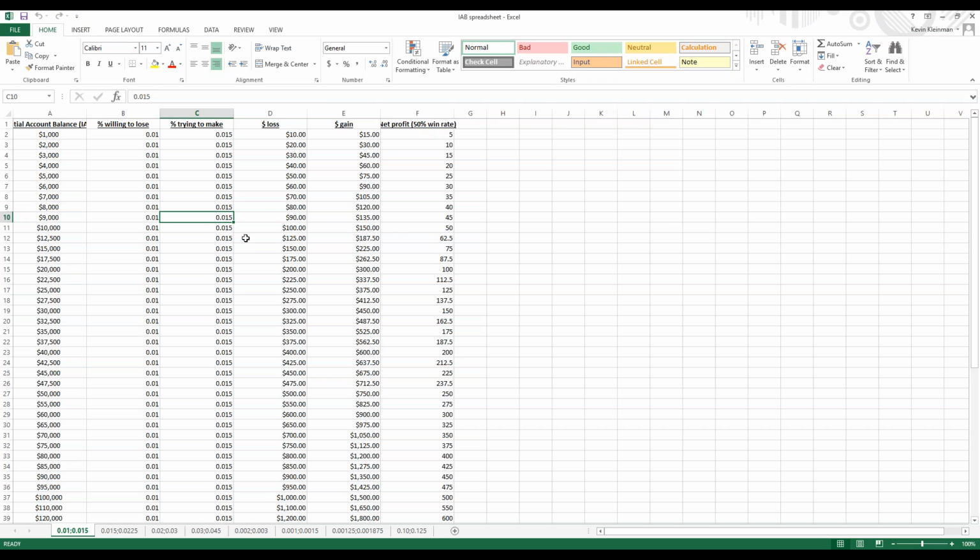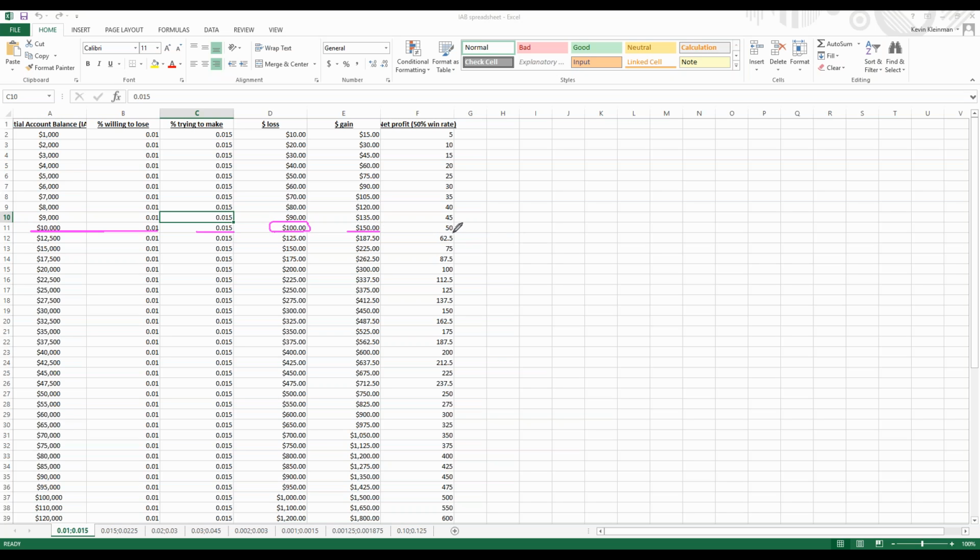What it does is it takes your initial account balance and asks you how much of your account balance you're willing to risk and how much you're trying to make for your return. So for example, if you've got a $10,000 account balance and you're willing to risk 1%, that means you're willing to lose $100 on a trade. And if you want to try and make 1.5% on that account balance, then you're going to try and make $150 per trade.